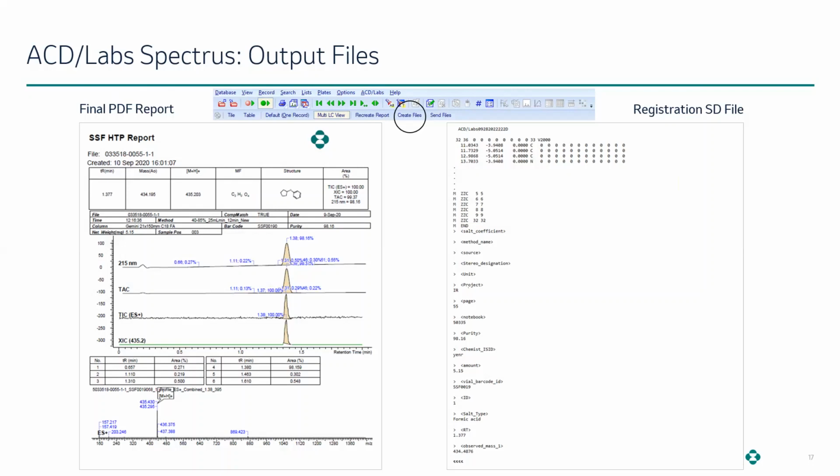And I should note that with the plate view, there is flexibility to select and only report a select number of fractions, say, for example, those of only high purity or the entire database record. And the registration SD file can be uploaded to our batch registration system. Both files are sent by the software via email to the submitting chemist when clicking on the Send Files button.